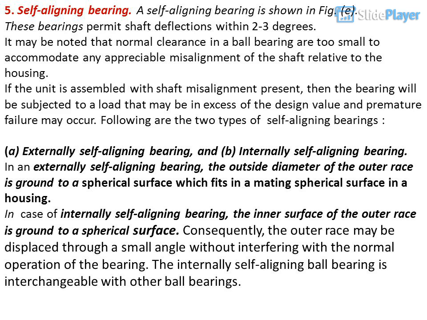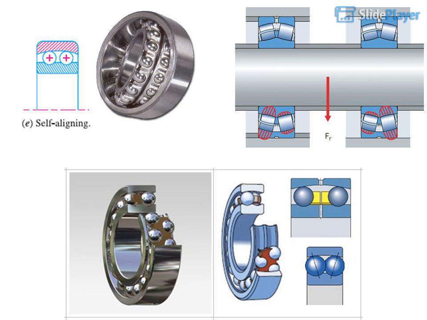Following are the two types of self-aligning bearings. A. Externally self-aligning bearing, and B. Internally self-aligning bearing. In an externally self-aligning bearing, the outside diameter of the outer race is ground to a spherical surface which fits in a mating spherical surface in a housing. In case of an internally self-aligning bearing, the inner surface of the outer race is ground to a spherical surface. Consequently, the outer race may be displaced through a small angle without interfering with the normal operation of the bearing. The internally self-aligning ball bearing is interchangeable with other ball bearings.